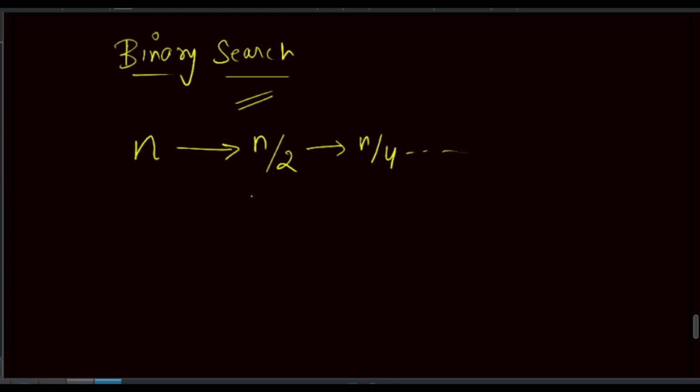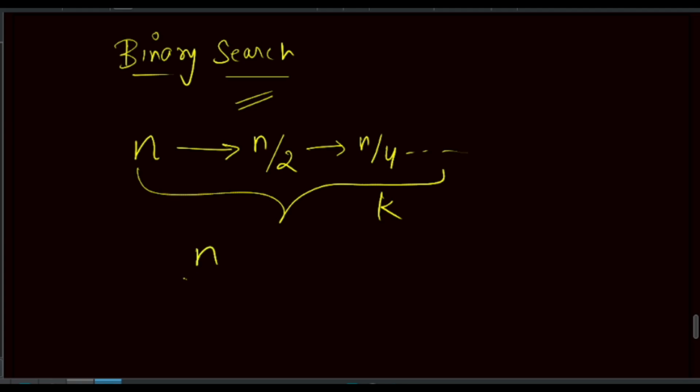So your program can take any number of steps to solve this problem. In the best case, it can take only one step when your mid element is the target. But we are interested in worst cases. Now let's say in the worst case your program took k steps to solve this problem.